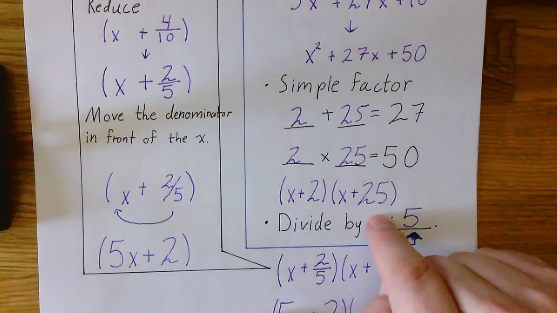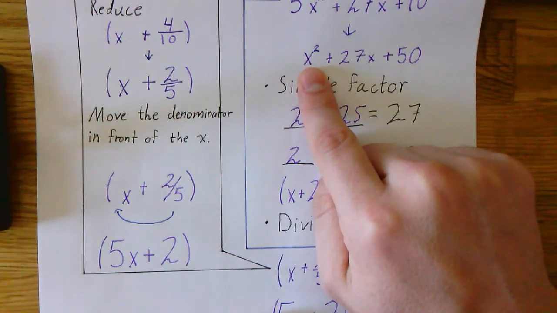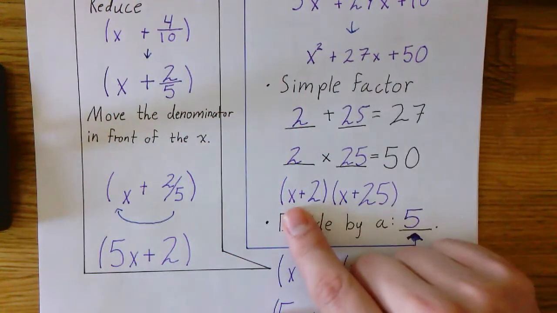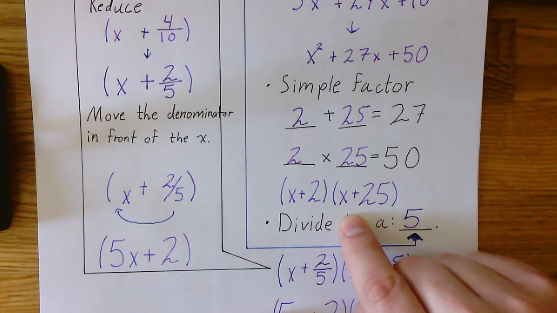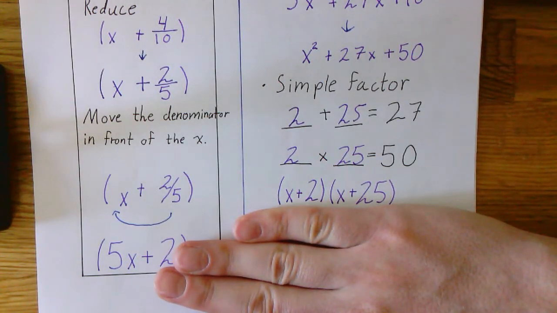They go in the back of my binomials. Now I ask myself, what two things did I multiply together to get x squared? X and x. Those go in the front of my binomials. Okay, so we did our simple factoring. We got x plus 2, x plus 25.